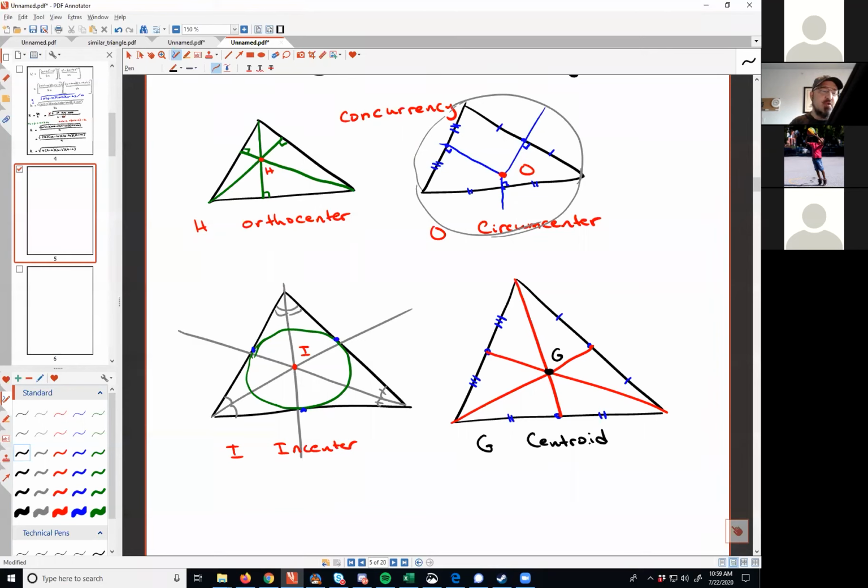And then centroid, we pick G because this is cool. The centroid of a triangle is its center of gravity. If you were to take a piece of cardboard, draw a triangle, draw out the medians, cut out the triangle, and then balance that triangle on the head of a pin, it's going to balance so long as the head of that pin is right on the centroid. So it's the center of gravity. So G is for gravity.